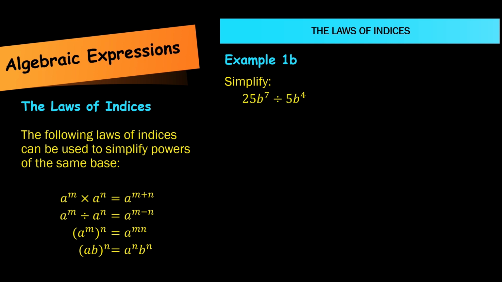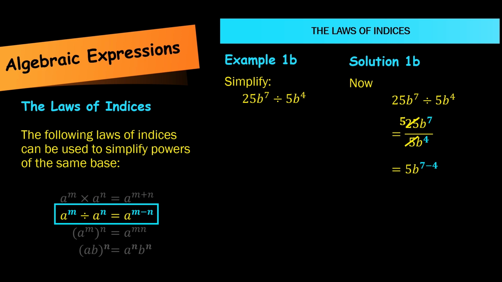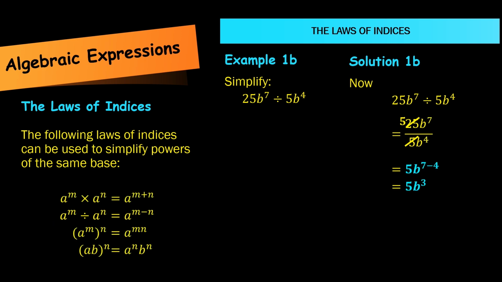We now simplify example 1b. We have the numerator and the denominator. We can cancel, so 25 divided by 5 gives us 5. And using the second law, we can subtract the indices as shown, to give us 5b cubed.